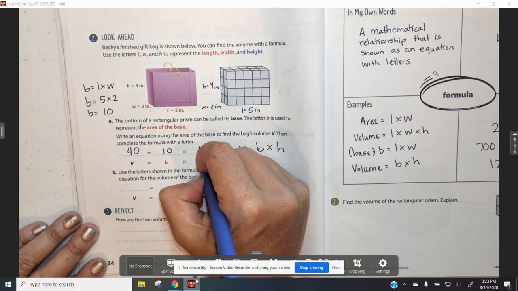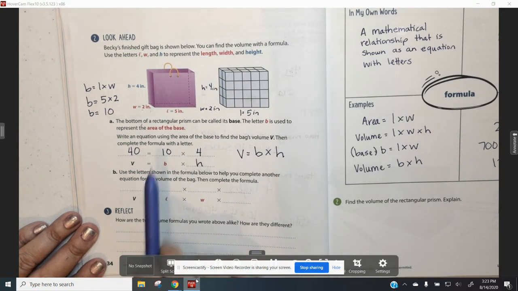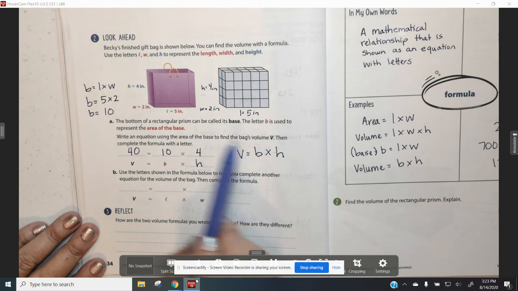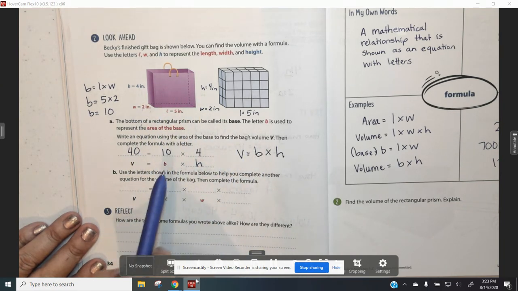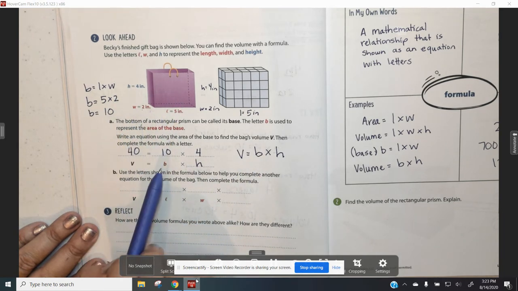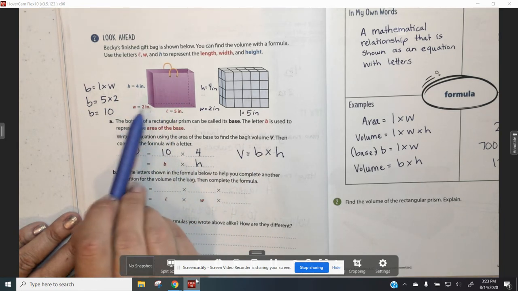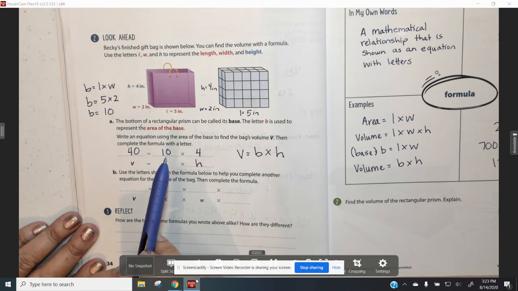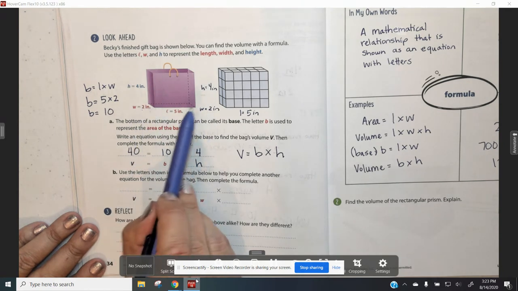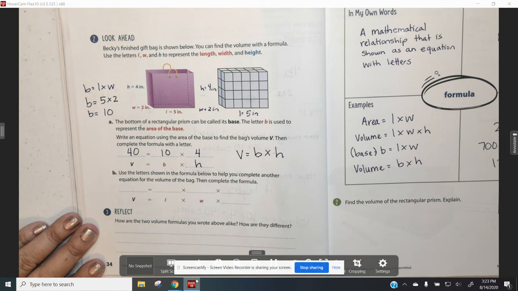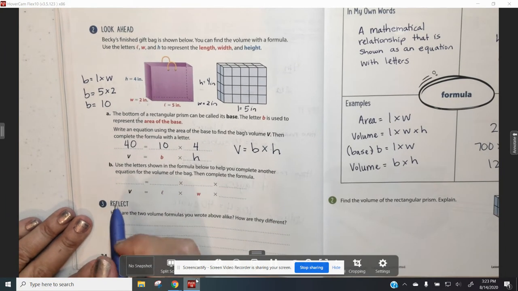That's right, it's the H. So one volume formula uses the base of the rectangular prism. To find that, you find your base first, which is multiplying the length times the width, and then you multiply it by how tall the figure is. It's very similar to figuring out how many cubes are in one layer, and then multiplying it by the number of layers. It is exactly the same.